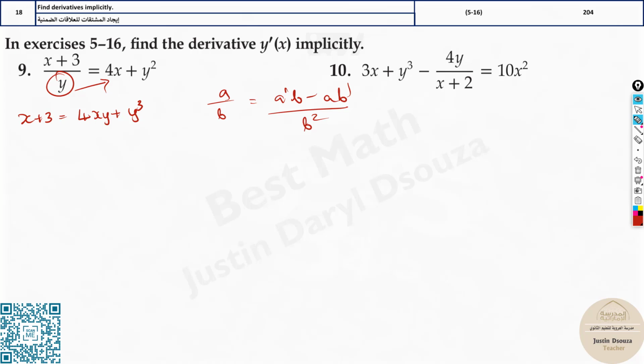So you can rearrange this equation easily to this. Or you can multiply throughout by y, the same thing: y cancels here, and you will be multiplying only y at the right side for these two terms. Now let us differentiate it.